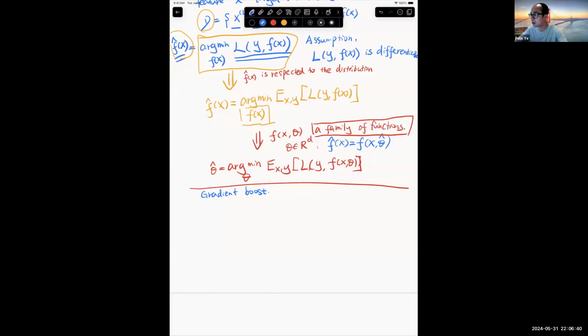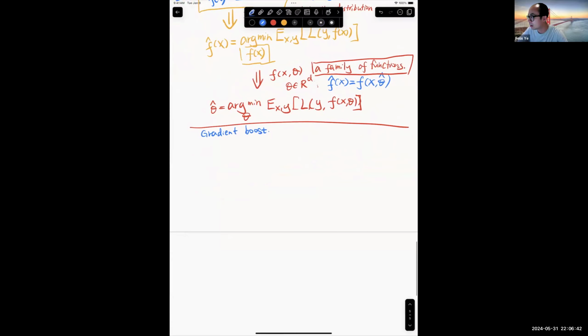Okay, so the whole idea is very similar to AdaBoost, but there's a slight difference here. We're trying to find this f(x), which is again a linear combination of a bunch of others.